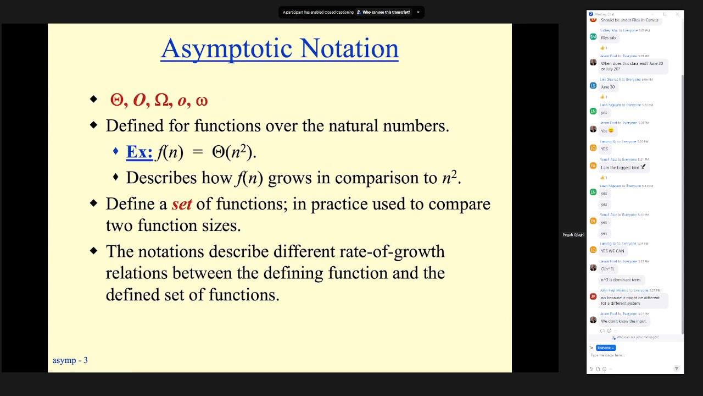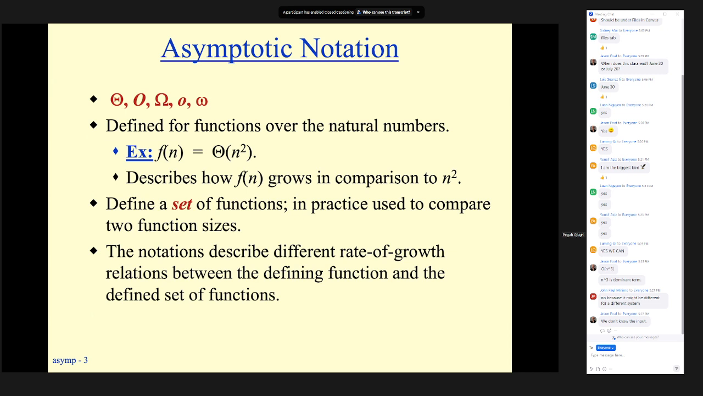There are different notations we talk about: big theta, big O, big omega, small o, and small omega. These are different asymptotic notations, and each has its own meaning. We will discuss why we think each is important. We actually have five different notations.